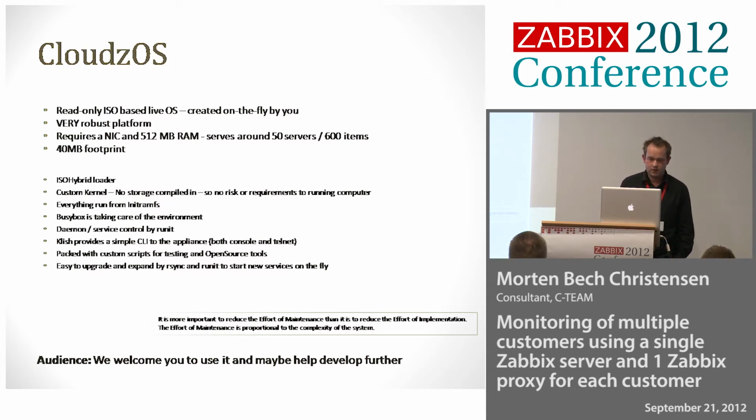The Cloud C OS has a custom kernel where no storage is compiled in, so there's no risk for the Cloud C to override the hard drives. It runs completely off initramfs. BusyBox is taking care of the environment. The daemon and service control is by runit, which takes care of starting all the services, and if they go down, it will try to start them again.